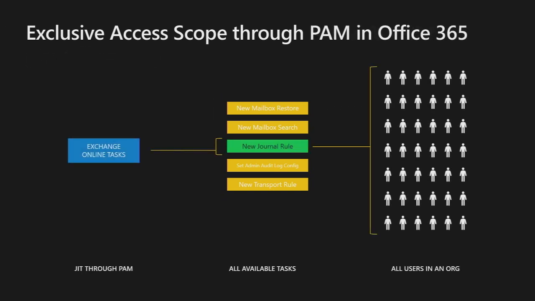Task-level scoping is really assigning permission to a single task to the user. So if I'm an admin assistant, I just have to create a journaling rule for the executive I'm managing. I can request access just for that and go ahead and do that, instead of getting Exchange admin access.